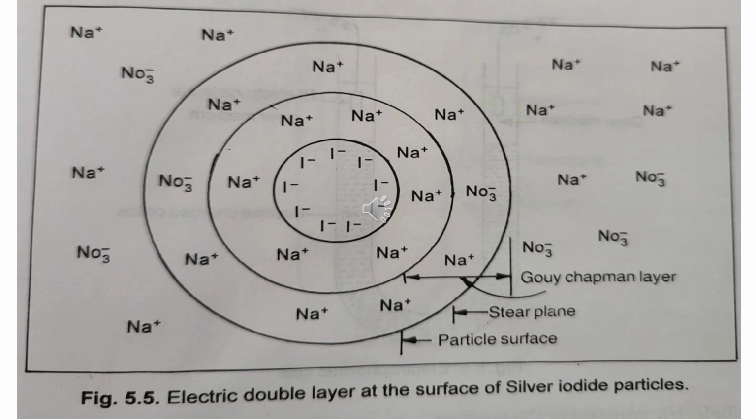This image is showing the electrical double layer at the surface of silver iodide particles. Using this image, we can explain that the center ion is the iodide ion. That is, the silver iodide particle surface with adsorbed iodide ions. And around this iodide ion, there lie Na+ ions. That is the compact layer. And beyond that, there is the diffuse layer or the Gouy-Chapman layer. The image also labels the Stern plane, particle surface, and then the Gouy-Chapman layer.